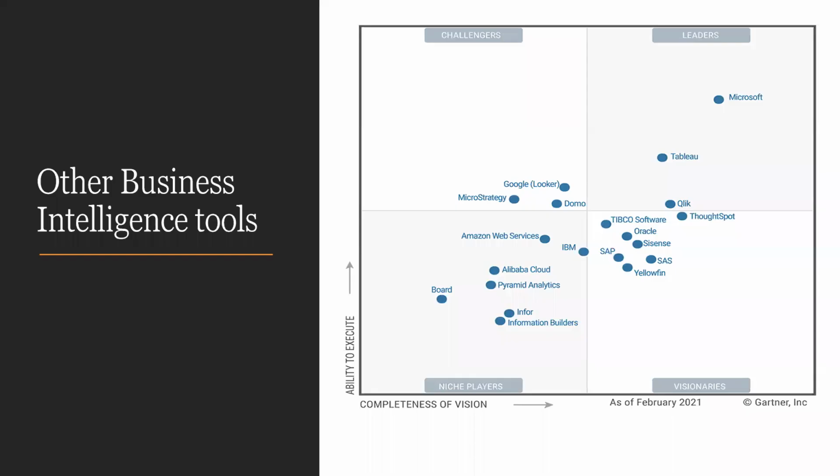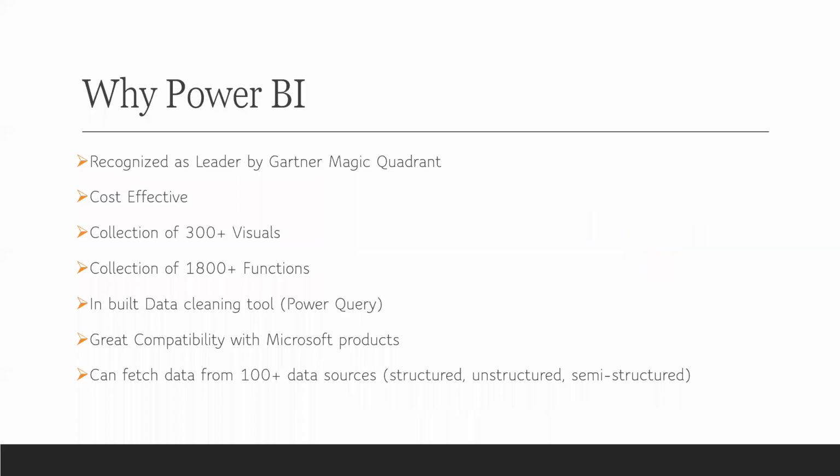Okay, so you understood where Power BI stands. They are the number one now. So why Power BI? Like we are learning Power BI right now. Why are we learning it? There are so many other products in the market, but why Power BI? One answer is it is recognized as a leader in the Gartner Magic Quadrant, which I already showed you. They are the leaders, and it's very cost effective.